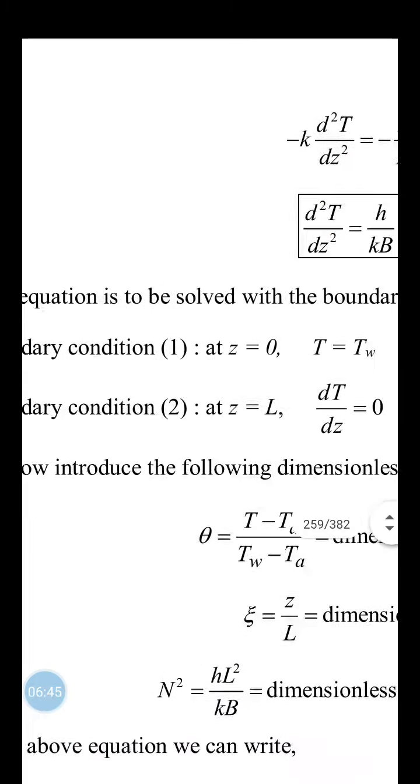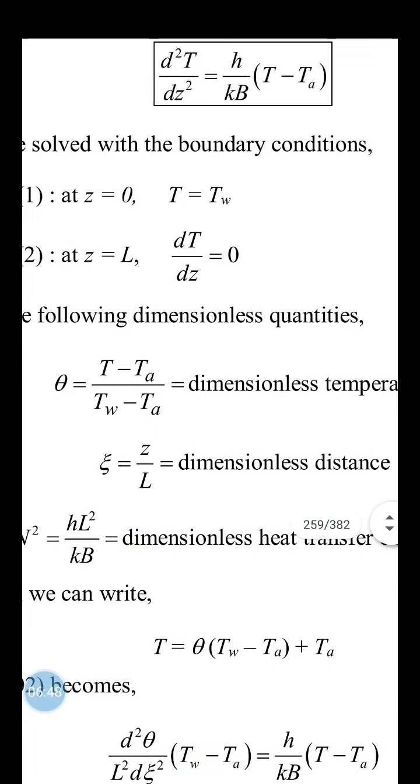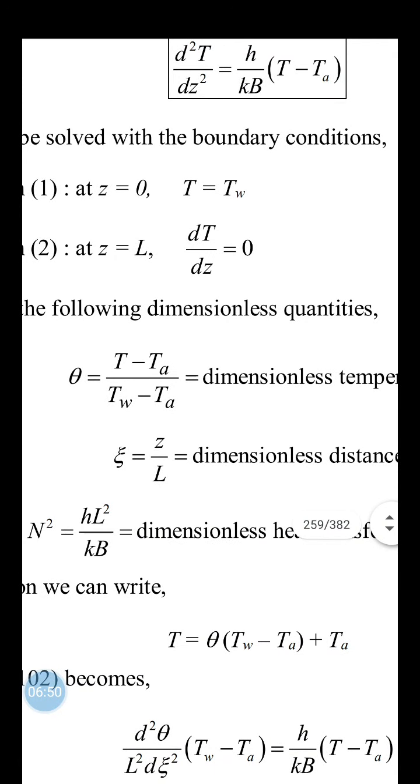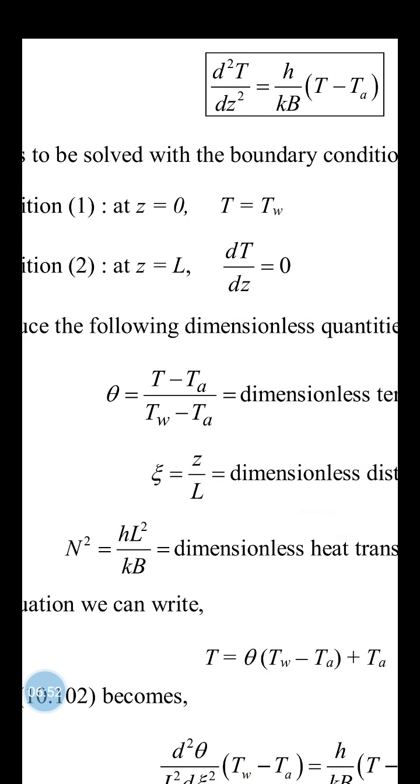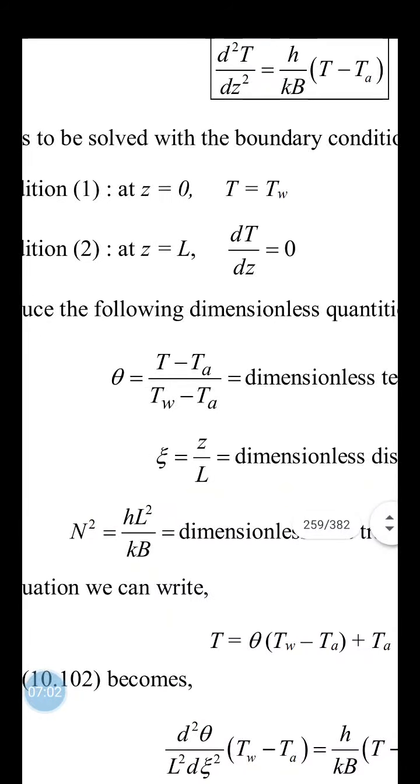We are again introducing dimensionless quantities here. It is a somewhat complicated derivation, so listen carefully. Theta is the dimensionless temperature ratio: theta is equal to (T minus Ta) upon (Tw minus Ta). Tw is the wall temperature, T is any temperature, and Ta is the temperature of air.